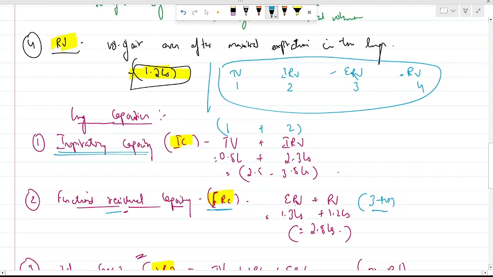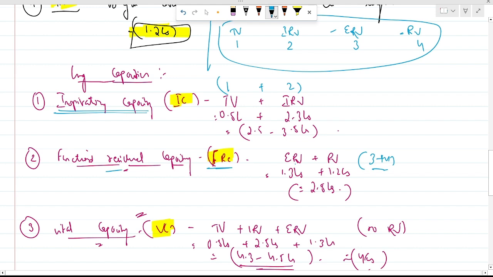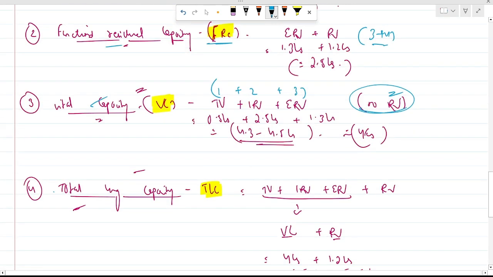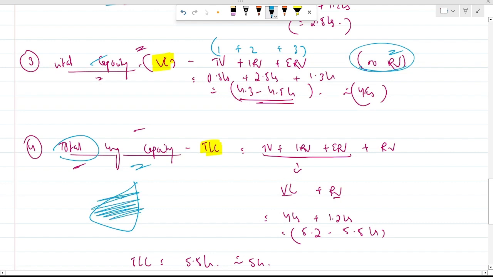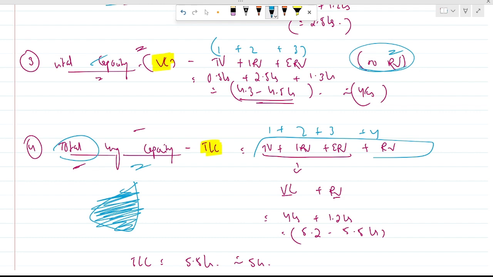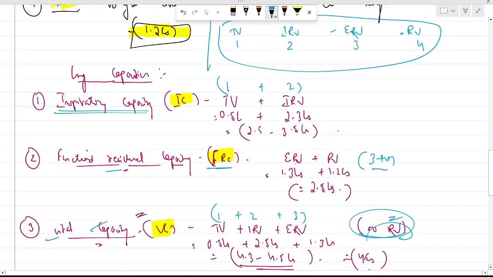Now vital capacity: tidal volume, inspiratory reserve volume and expiratory reserve volume. So this will be 1 with 2 and 3, not RV. Vital capacity does not include residual volume. And finally total lung capacity, how much air the lung can maximally hold, is the inclusion of all the values, 1 plus 2 plus 3 plus 4. Vital capacity does not include 4, which is RV. Total lung capacity is vital capacity plus residual volume. You can remember through practice.